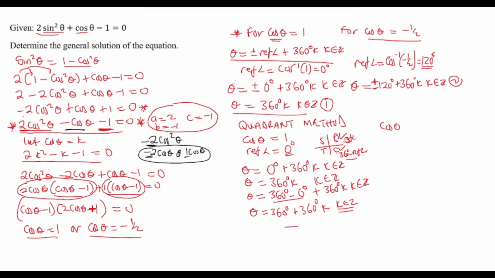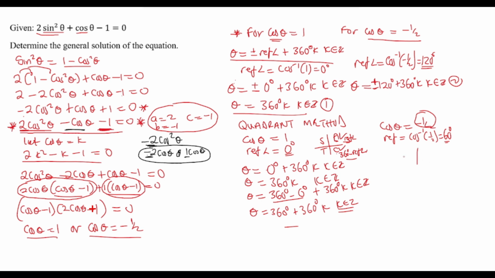For cos theta is equal to negative 1 over 2. Please take note, when you're using the quadrant method, ignore the negative sign here of the ratio first. Just find your reference angle using, like in this case, 1 over 2. So it's going to be arc cos 1 over 2, which will give you 60 degrees. Right, then this sign, the negative sign, is assisting you in identifying the quadrants.